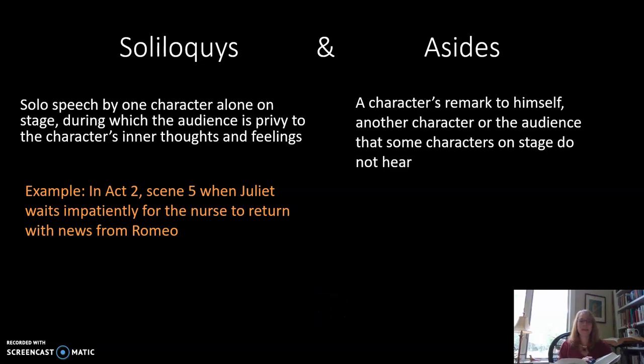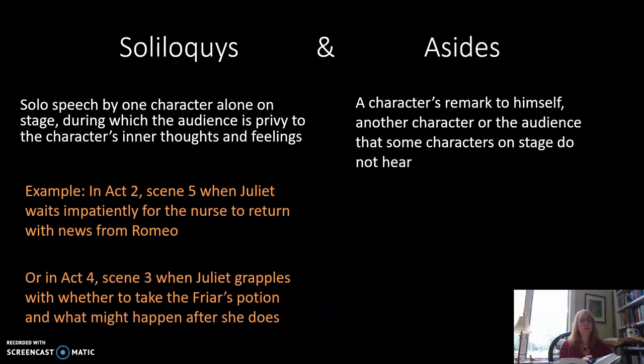perhaps one we should be worried about getting ready to marry, because she's clearly not emotionally ready to do that. Or in Act 4, Scene 3, when Juliet grapples with whether to take the friar's potion and what might happen after she does. She talks about how she could wake up in the family sepulcher with Tybalt's bones, for example. And this is her inner conflict about drinking the potion. And we get that inner struggle while nobody else in the play knows that that has occurred.